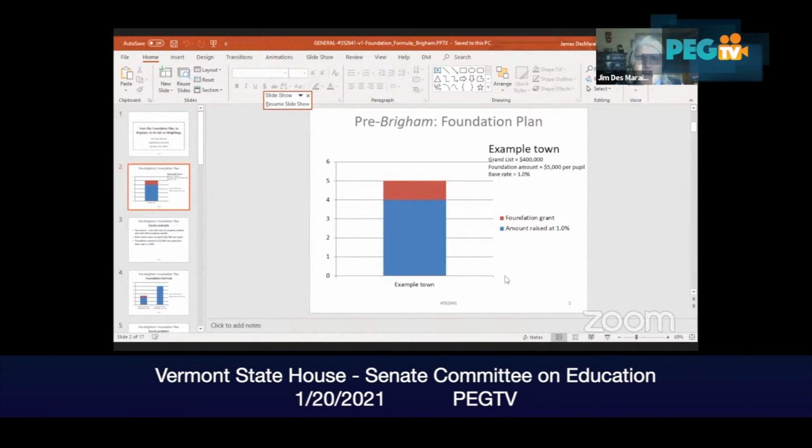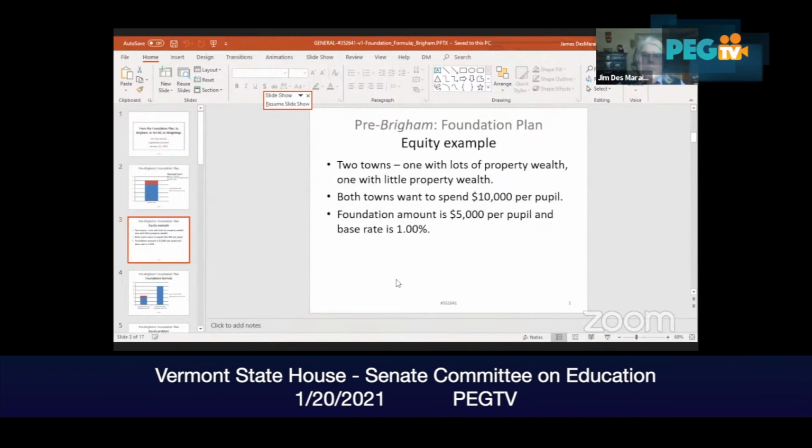So what happened before Brigham is that the town would raise at 1% based on its grand list $4,000 per student, which is below the foundation amount of $5,000. The state then would give a foundation grant of $1,000 to bring that school district up to $5,000. So that's how it worked. When you add in two towns, you begin to see the equity issue.